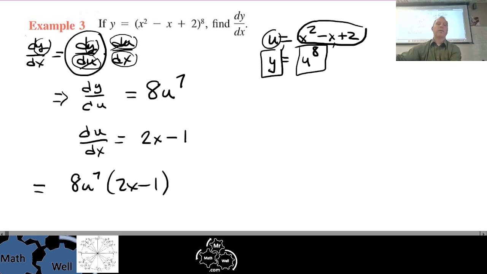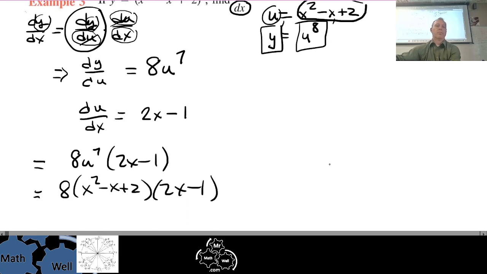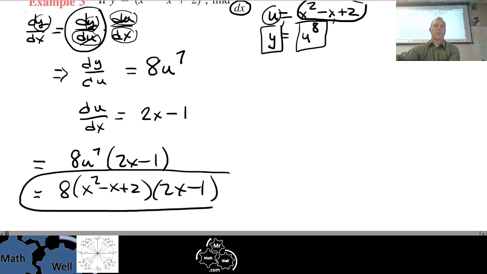And I do not want to leave u at all in my final answer because I am looking for the derivative with respect to x only. So I should substitute what I have here. 8 times x squared minus x plus 2, to the 7, times 2x minus 1. There you go, and you can stop right there. Don't have to expand it. Leave it in factored form is fine.